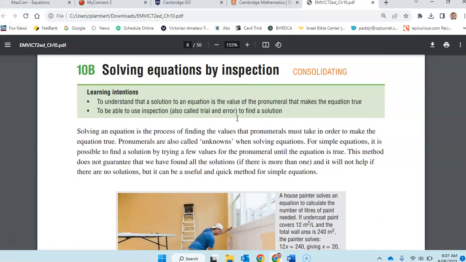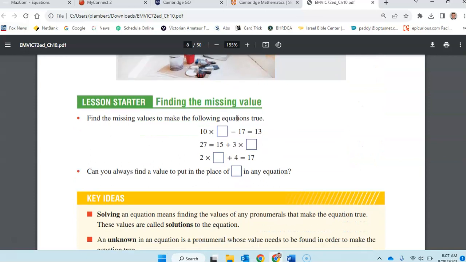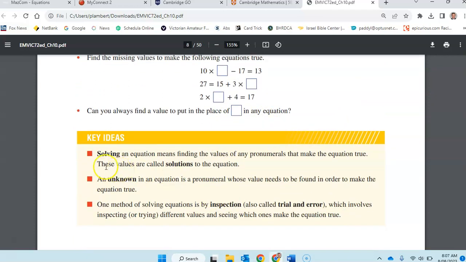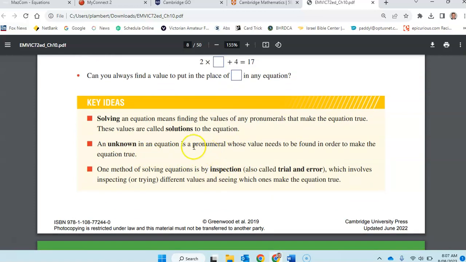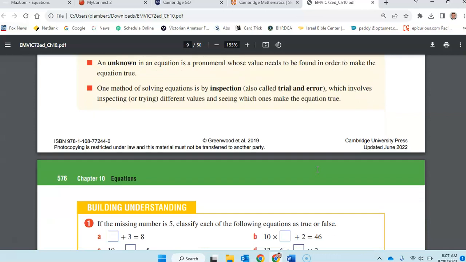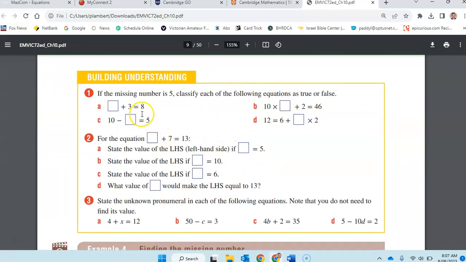Others we can do by trial and error, putting in values. So solving an equation means finding the values of any pronumerals that make the equation true. These are called the solutions, and this means the left-hand side equals the right-hand side. A pronumeral is a variable or an unknown value, and we can evaluate it to find the value of the pronumeral. Sometimes we can do this by inspection, also called trial and error, by putting in different values.